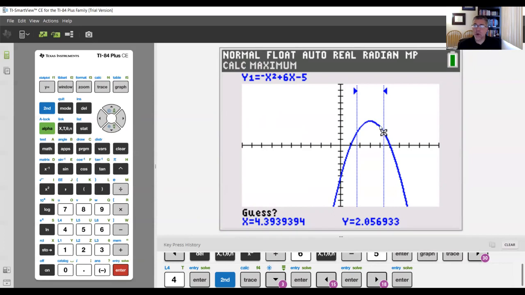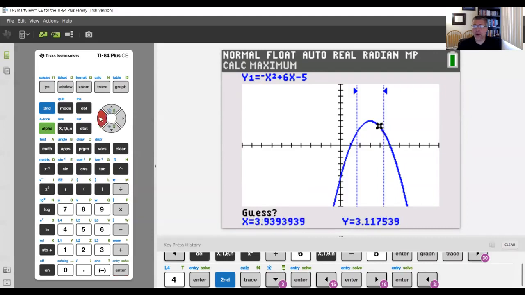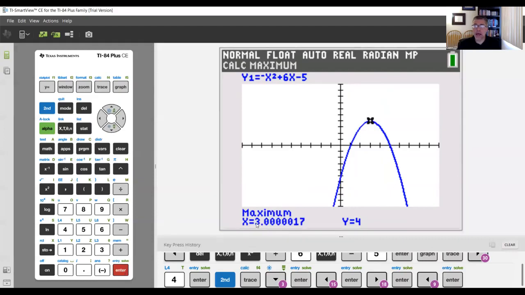It says, what about a guess? Where's a good guess for where the maximum value of this parabola is? Oh, well, I'm just going to arrow over to where I feel is the best possible guess for the maximum. I'm going to say that it's around right here. And then I'm going to hit enter. And it says, look, the maximum was at 3.